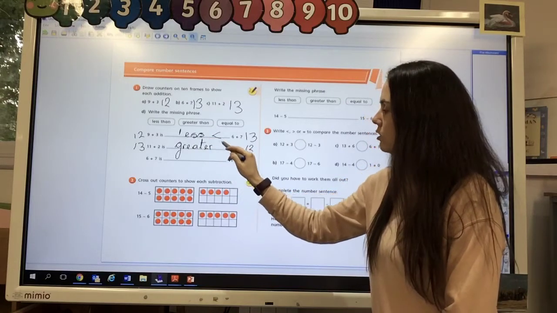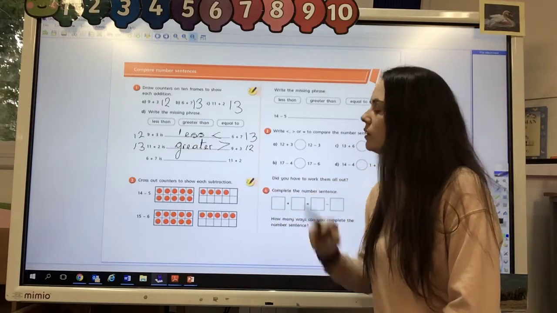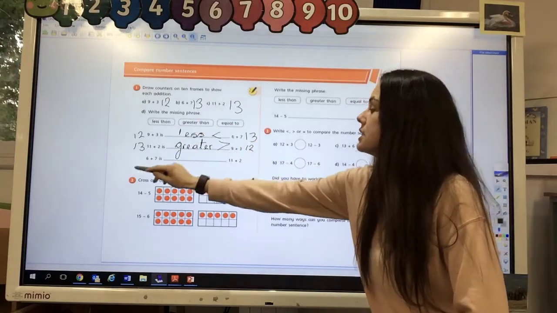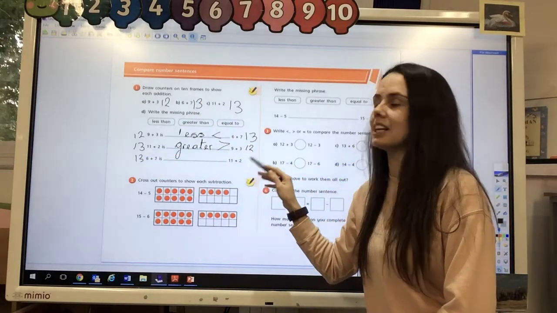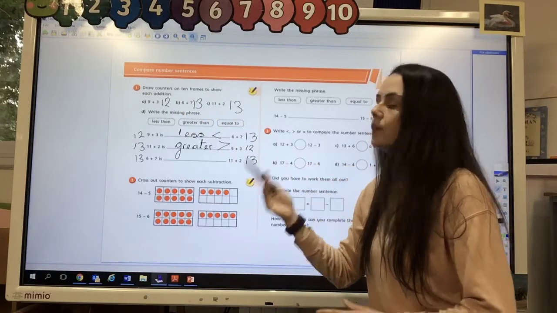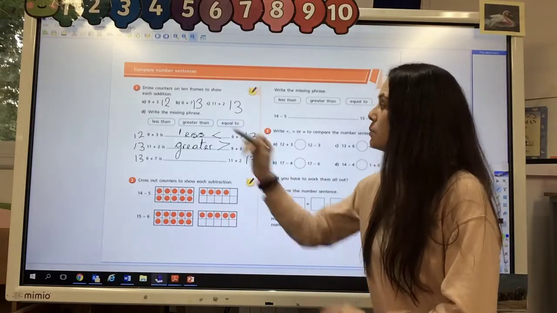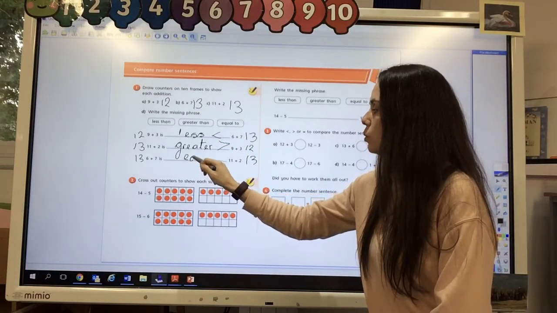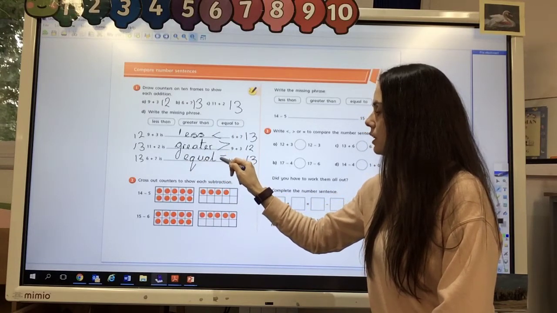Or you can do our greater than symbol, which is there. 13 is greater than 12. Now 6 add 7 was 13. Is that bigger or smaller than 11 add 2? What was 11 add 2? 13. 13 and 13. It's the same. Fantastic. So it's equals to, so I will write equal. Or you can always do your equal symbol.